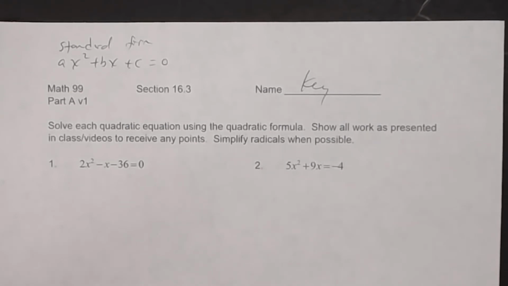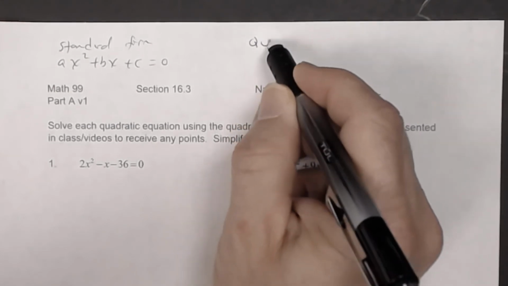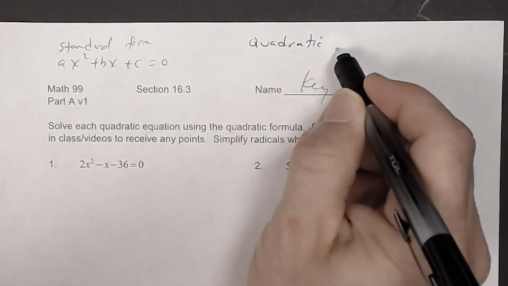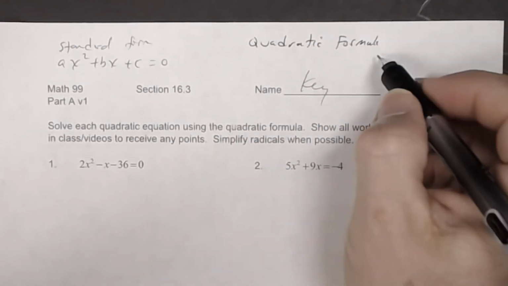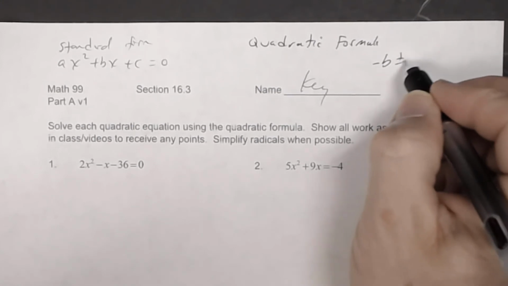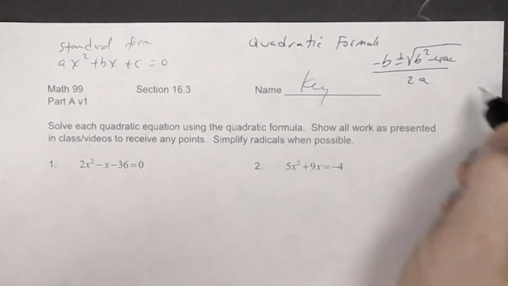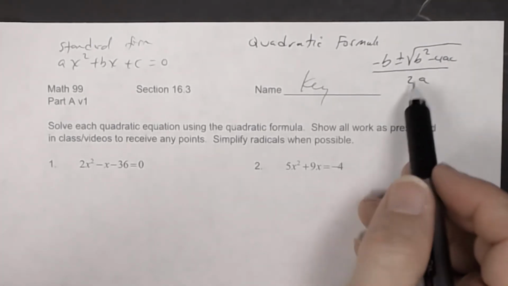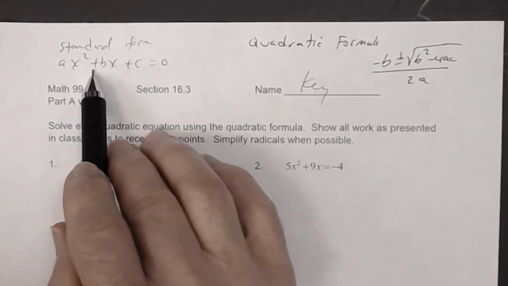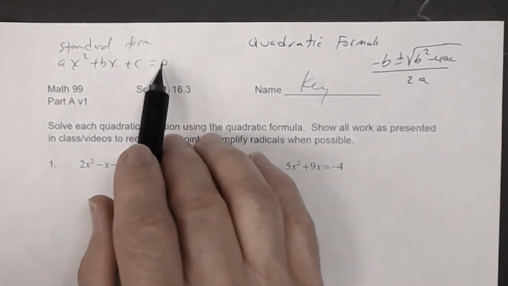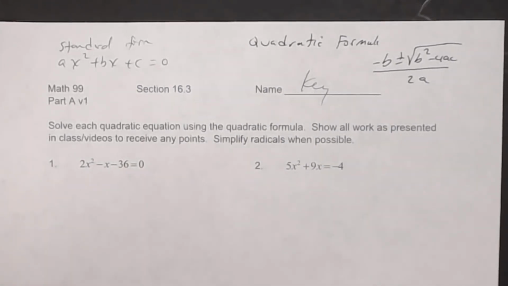All quadratic equations can be solved by using the quadratic formula. And remember, the quadratic formula is this. It's the opposite of b plus or minus the square root of b squared minus 4ac, all divided by 2a. Now, you see a, b, and c, right? The a is the coefficient of x squared, the b is the coefficient of x, and c is your constant. But you have to make sure that 0 is on this side. It's got to be in standard form before you substitute all these numbers into your formula.